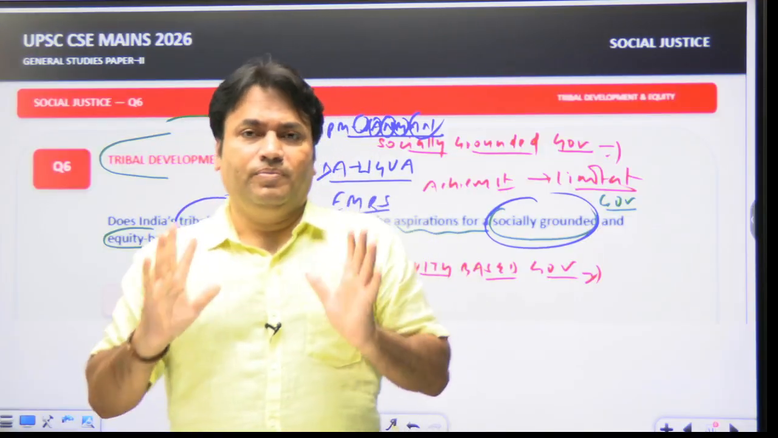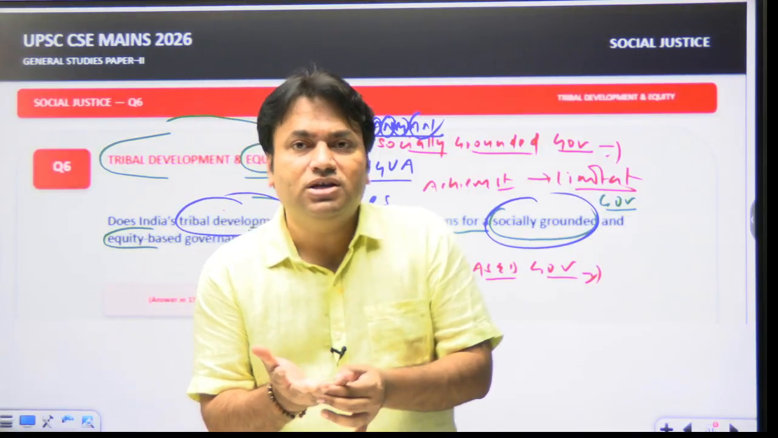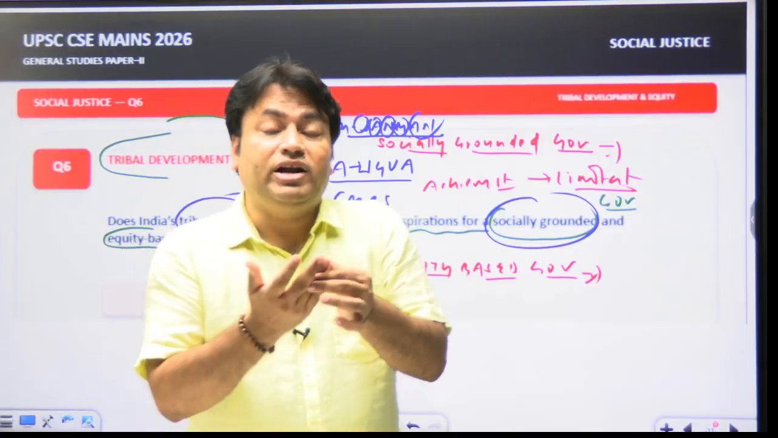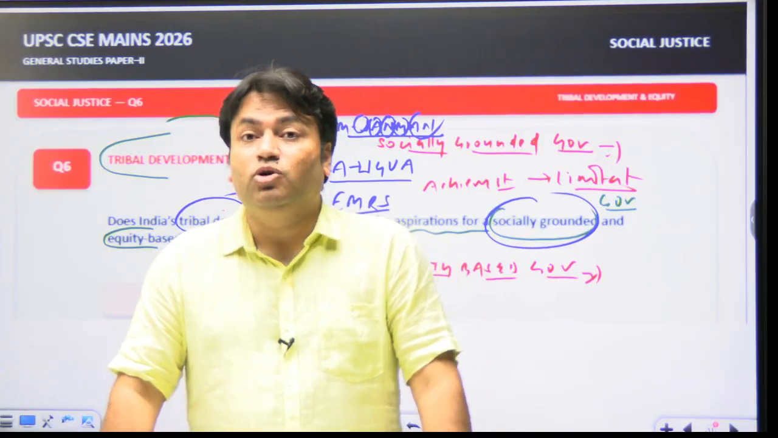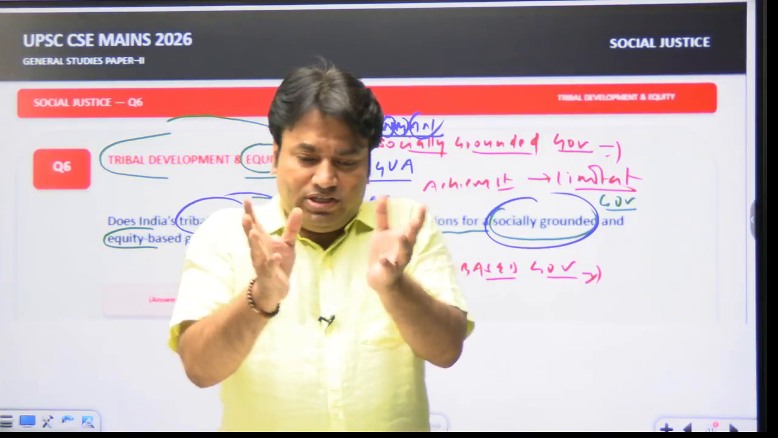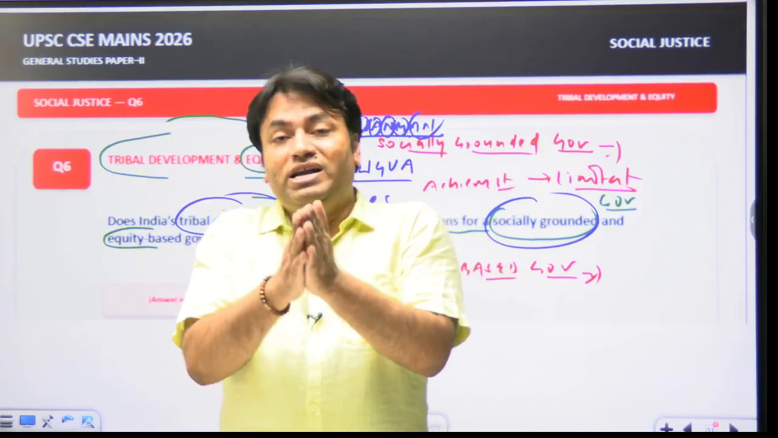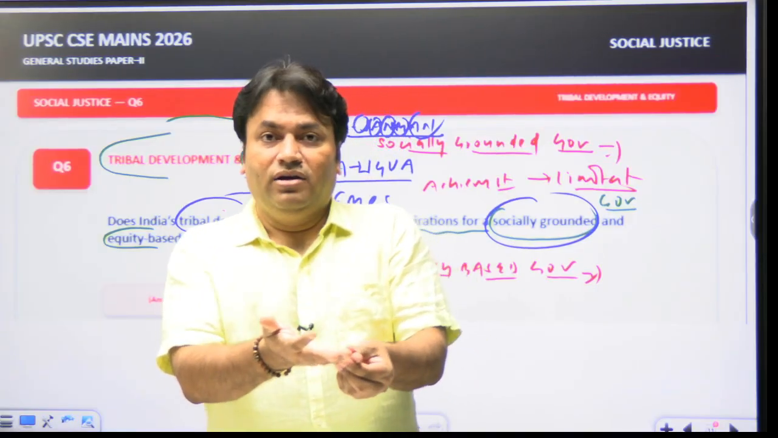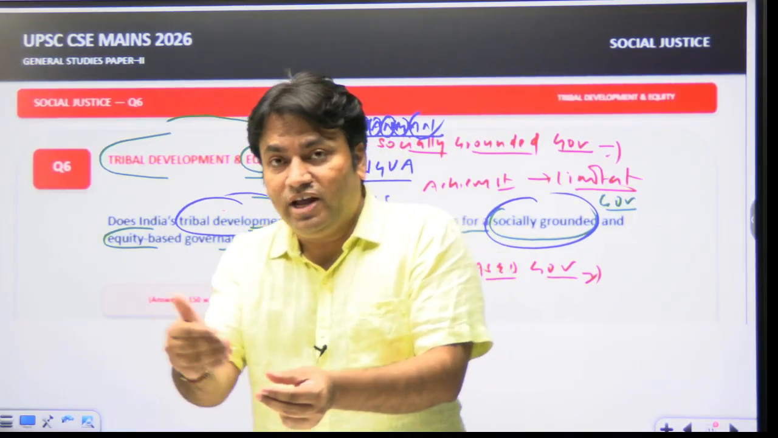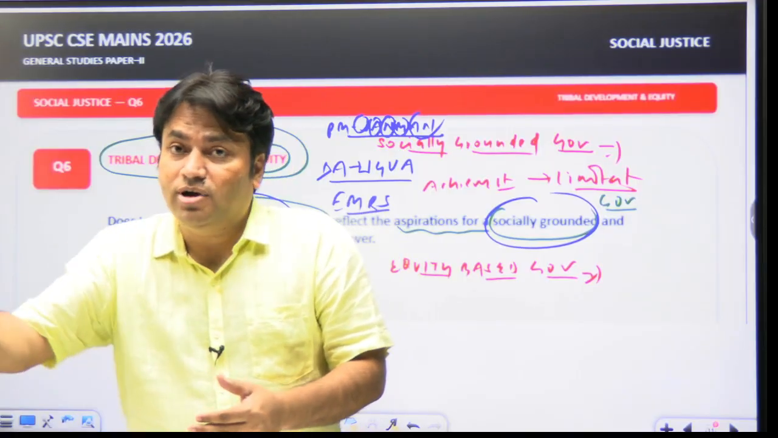It is strong because we see constitutional safeguards, we see affirmative action, we see rights-based legislation, we see targeted schemes for the tribal people. But what about policy design? We see policy design is also increasingly participatory. In policy design, we see acts like PESA 1996, we see act like FRA 2006 plus Gram Sabha community rights.